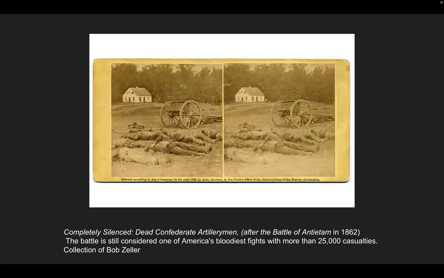This image shows a stereograph, which is 2 side-by-side images, one rendered darker and one rendered lighter. And when looked at through a stereograph, you'll be able to see the 2 images juxtaposed, now combined together. And this Battle of Antietam was considered one of the bloodiest fights with more than 25,000 casualties.